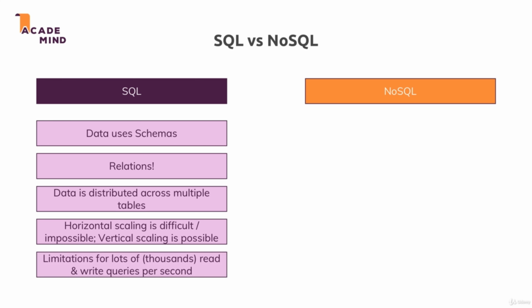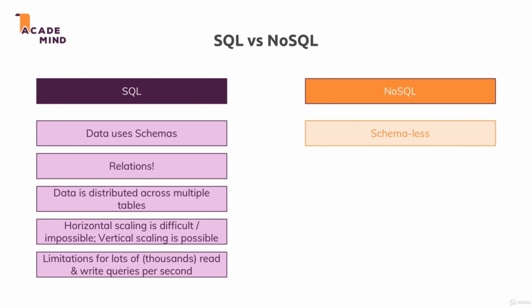So this is a problem possibly. If we have multiple or thousands of read and write queries per second, then maybe our SQL database, especially if we do very complex joins between related tables, can reach limits or cannot be the best choice.